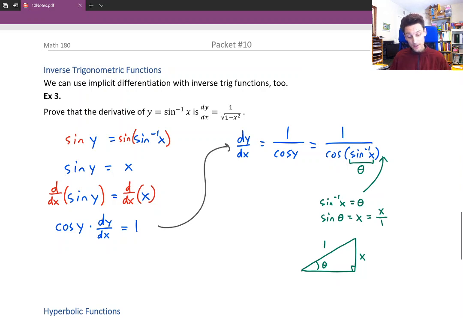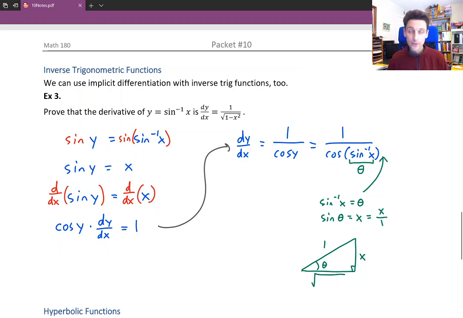In that picture, definitely sine of theta is equal to x over 1, so it's just a visualization of sine of theta is equal to x over 1. And now in particular, we're interested in what cosine of theta is. Cosine of theta is adjacent over hypotenuse. So let's figure out what the adjacent side is.